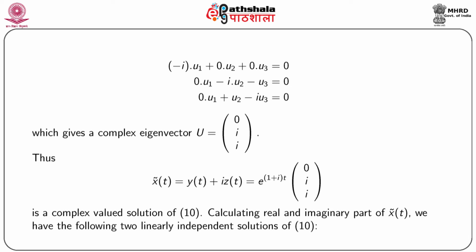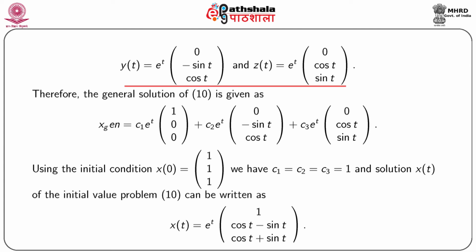Now, calculating the real and the imaginary part of x tilde, we have the following two linearly independent solutions of 10. y(t) is equal to e to the power t into (0, minus sin t, cos t), and z(t) is equal to e to the power t into (0, cos t, sin t). And hence, we conclude that the general solution of equation 10 can be written in the form x general is equal to C1 e to the power t into (1, 0, 0) plus C2 e to the power t into (0, minus sin t, cos t) plus C3 e to the power t into (0, cos t, sin t).